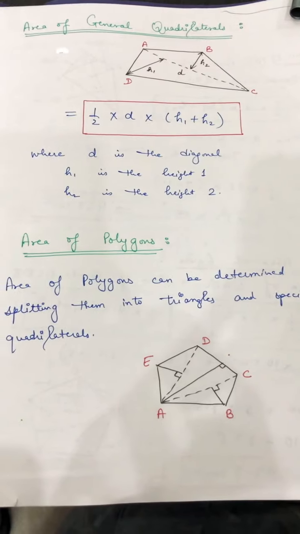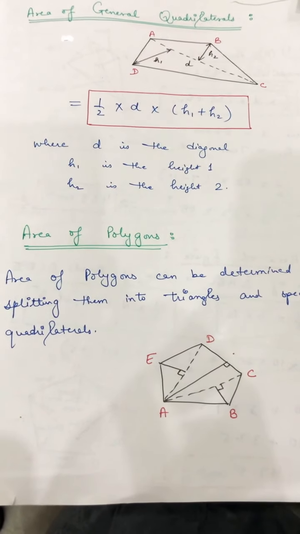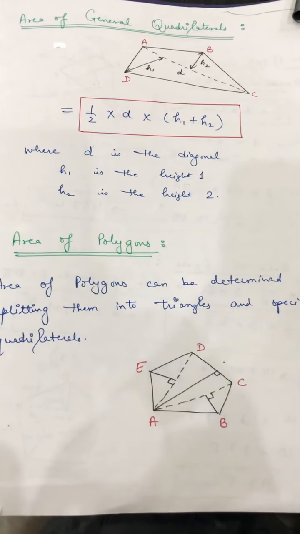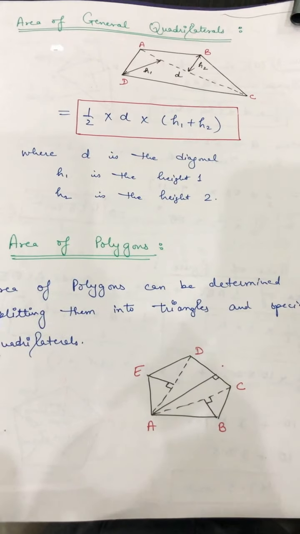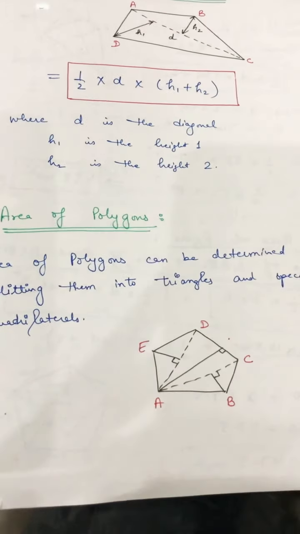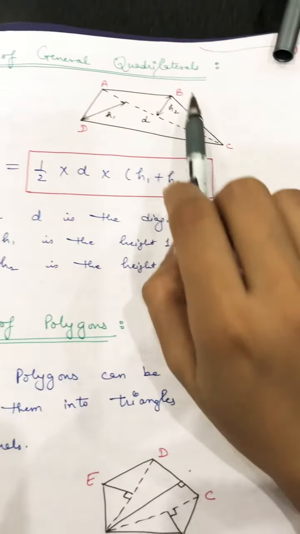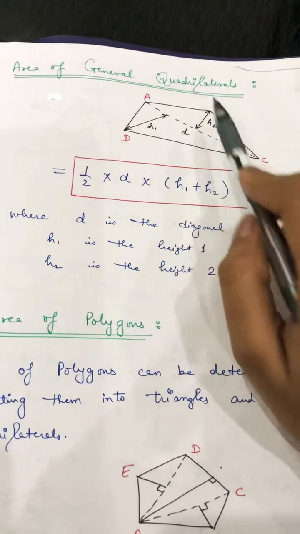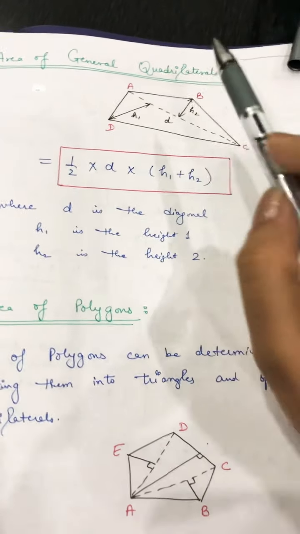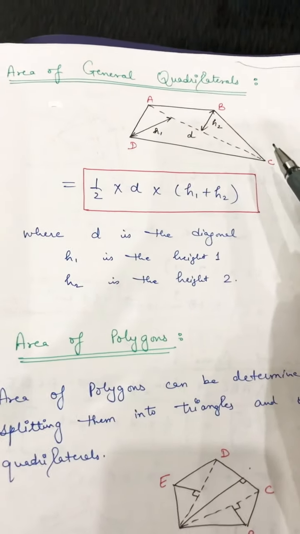Today we are going to start the next exercise, that is 14.3, and it is based upon area of general quadrilaterals and the area of polygons. So this is a figure where a shape is having four sides. Then you have to find out the area of quadrilateral.